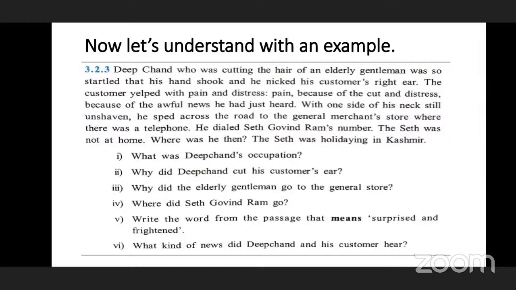And the third one: Why did the elderly gentleman go to the general store? There is another person in the paragraph. The third question is providing us information. There is another person in the paragraph who is an elderly gentleman. He went to the general store. And the fourth one is: Where did Seth Govind Ram go? So the fourth question is providing the information that there is another person by name Seth Govind Ram and he also went somewhere.